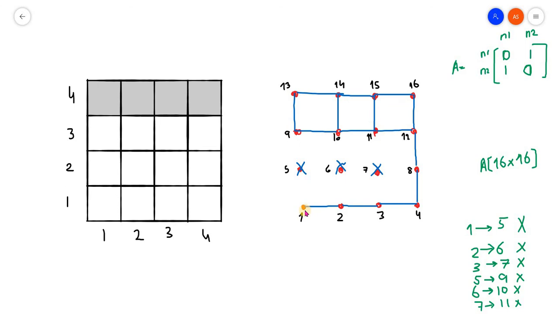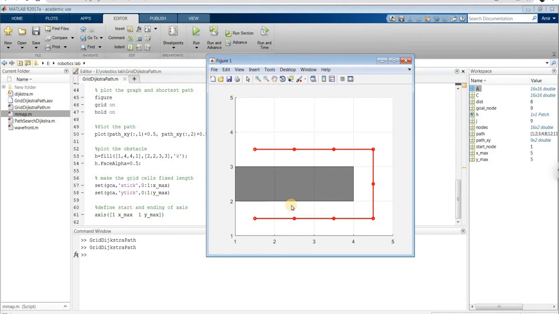So Dijkstra's algorithm has successfully found the shortest path in the graph, and this is the shortest path. As you can see, this is node number 1, 2, 3, 4, 5, 6, 7, 8, 9, 10, 11, 12, 13, 14, 15, 16. So we have 16 nodes here, and this is our final path. Let's try to change the final goal location. Instead of 9, let's try 15 and see what happens.